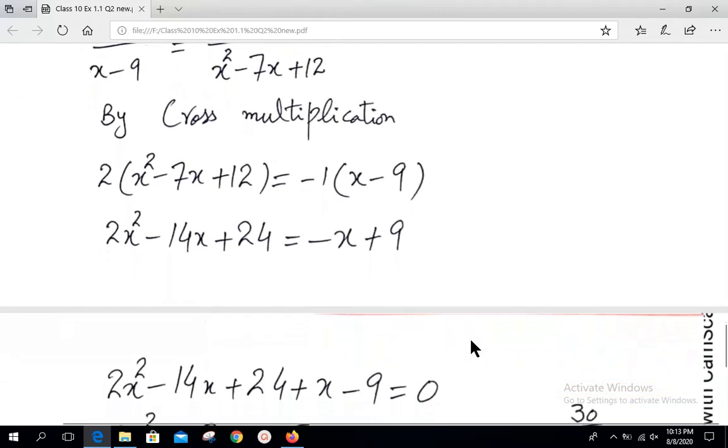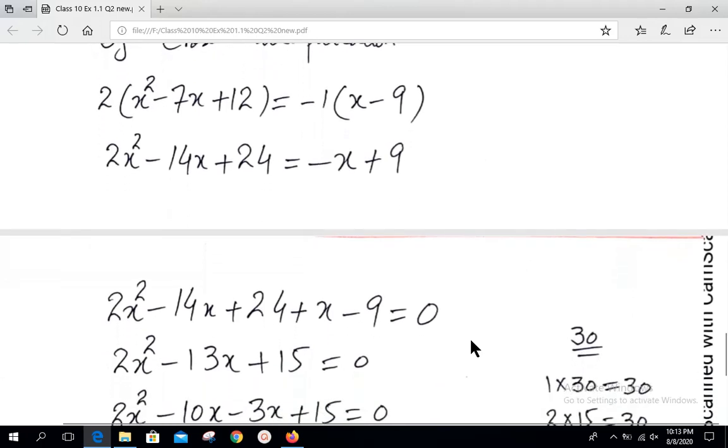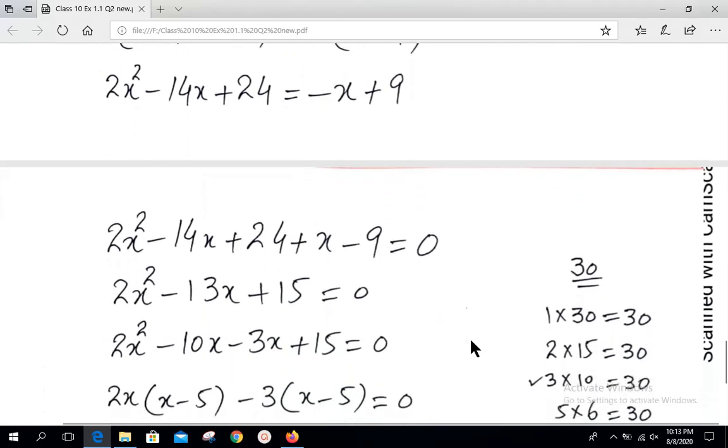Now shifting the right hand side terms towards left, we have 2x square minus 14x plus 24 plus x minus 9 is equal to 0. Simplifying, minus 14x plus 1x, we are left with minus 13x, plus 24 minus 9 gives us plus 15. Now we have plus 15, and here we have the coefficient 2. 15 into 2 makes 30 with sign positive.